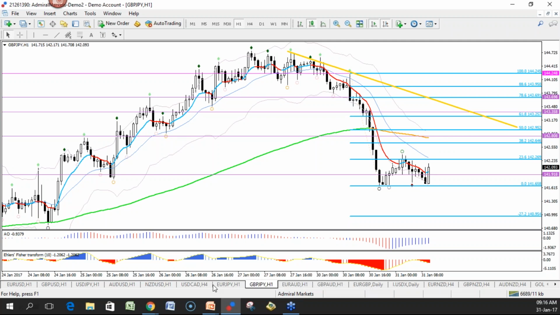So that's the yen pairs. That's the dollar pairs we talked about. We talked about some of the euro and pound crosses. Does anyone have any questions? We got a question here.